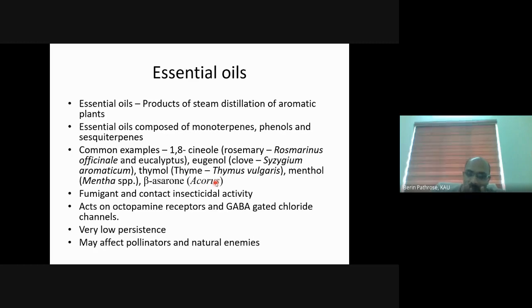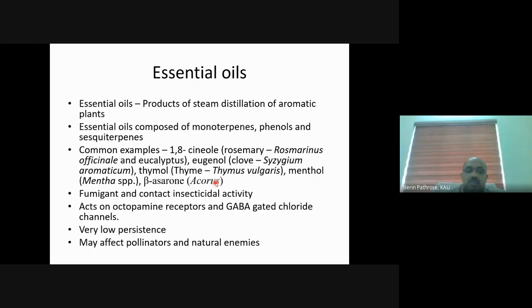But the major disadvantage with essential oils is that they have very low persistence. I told you, at room temperature it will vaporize quickly. So its persistence is extremely low, and it can lead to some adverse effects on pollinators and natural enemies because it can have fumigant properties against them. So low persistence can be an advantage and a disadvantage.